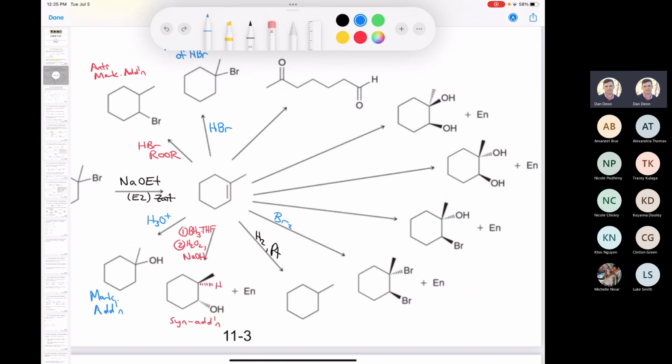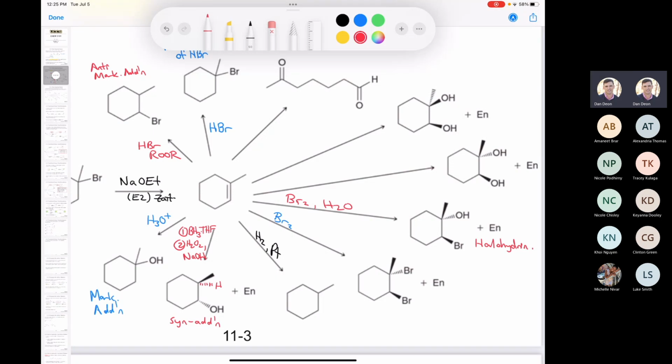Next one, this is what we call a halohydrin. And a halohydrin addition is done using bromine to make the bromonium ion, but then instead of using bromide as a nucleophile, we use water as a nucleophile. And so we have bromine and water to make a halohydrin.